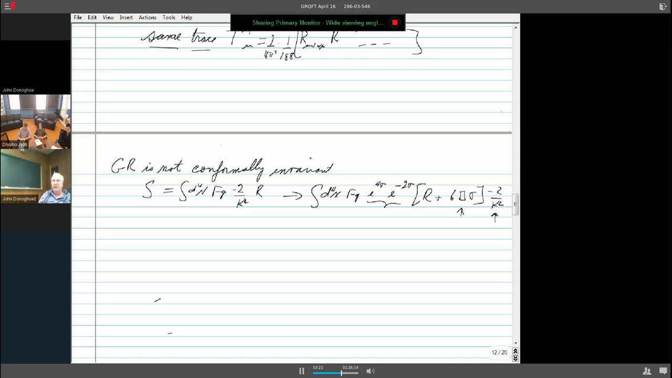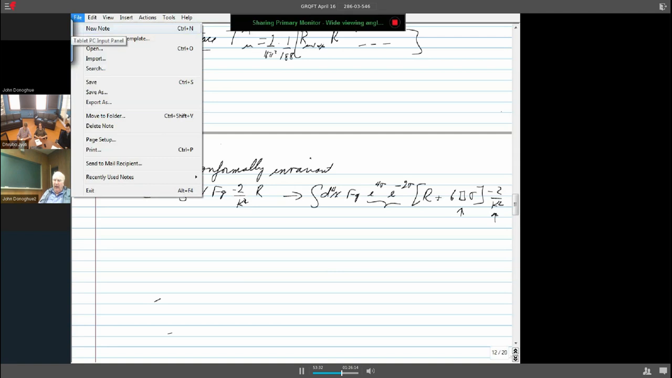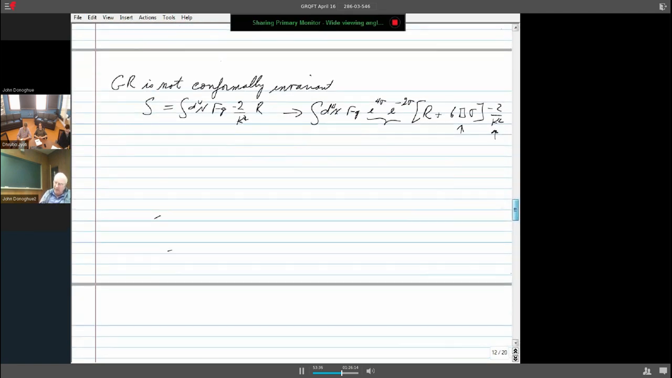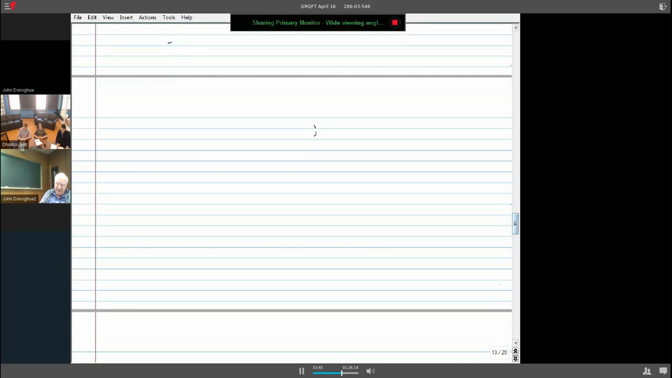You remember the action is the integral d^4x square root of minus g, 2 over κ², times R, and this goes to square root of minus g, e to the 4 sigma, e to the minus 2 sigma, R plus the 6 box sigma. So neither the prefactors cancel, nor is it invariant by itself. Okay. And logic-wise, it's because it's not invariant under rescaling because there's a dimensionful coupling constant there, right?